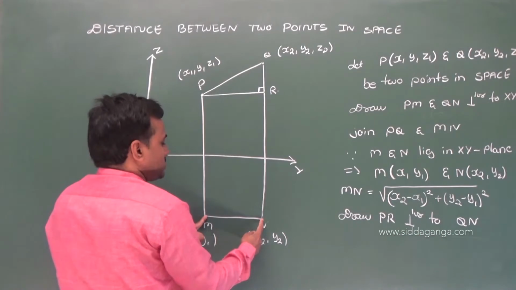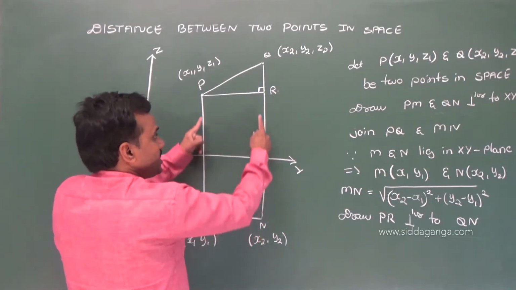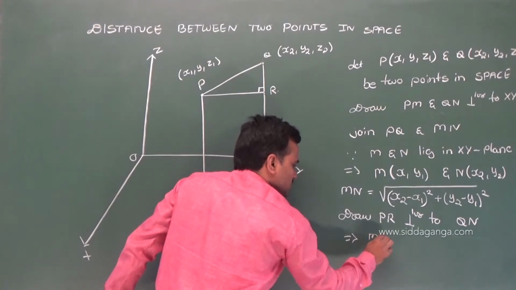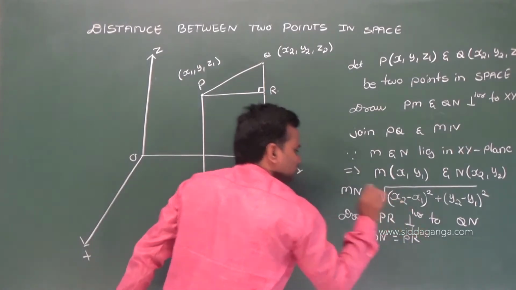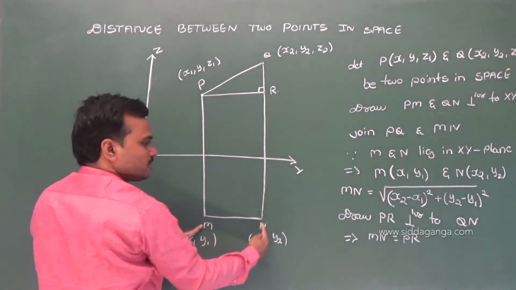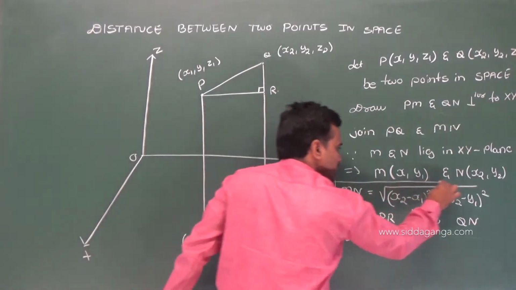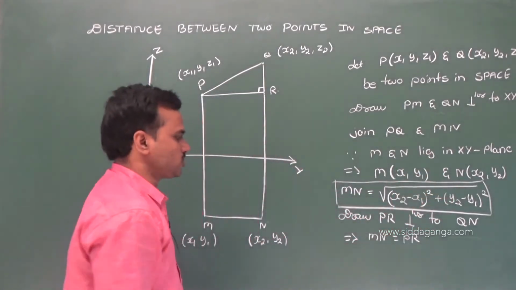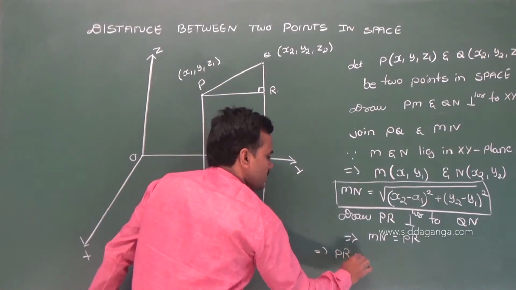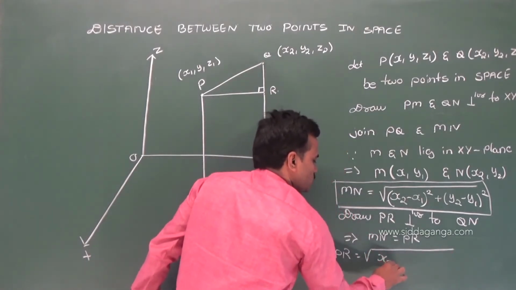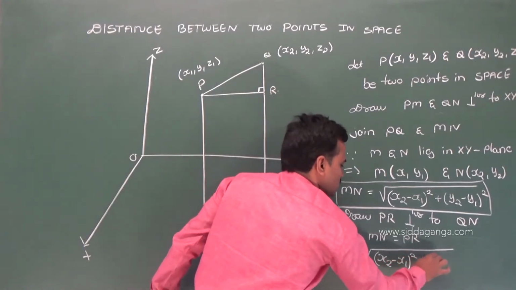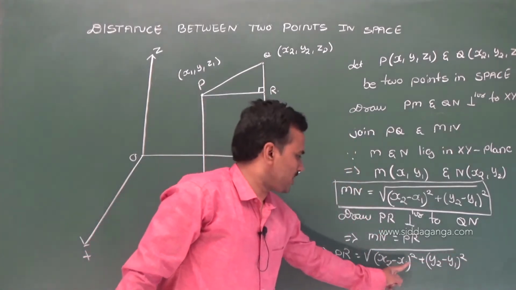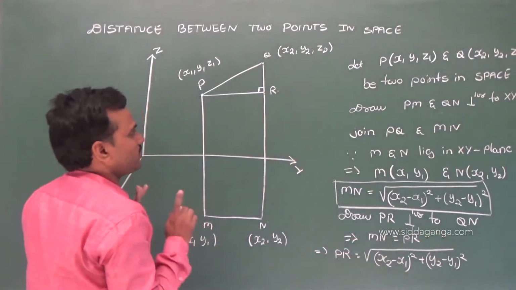MN, the distance between M and N, is the same as the distance PR. By figure we observe that MN is nothing but PR. MN is square root of x2 minus x1 whole square plus y2 minus y1 whole square. That implies PR is square root of x2 minus x1 whole square plus y2 minus y1 whole square.